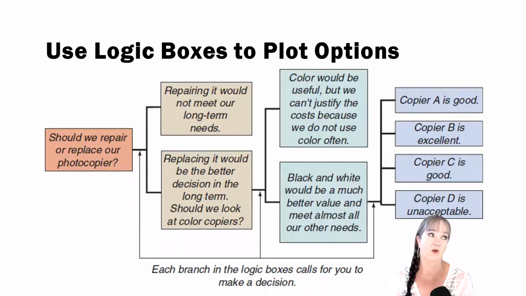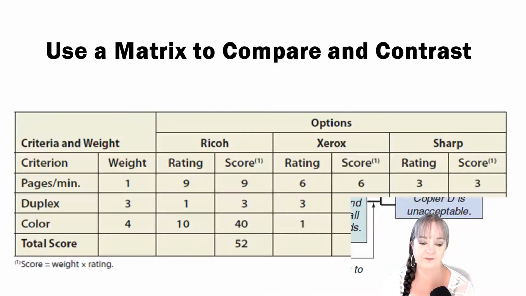Now we're going to decide, okay, are we going to go black and white, or are we going to have black and white and color? And then we look at color. We say, color, you know what? It's expensive. People take advantage of it. We just don't use it that often. Probably not a good idea. Black and white is great. And then now we need to figure out our other needs. And then we rank our options, each one.